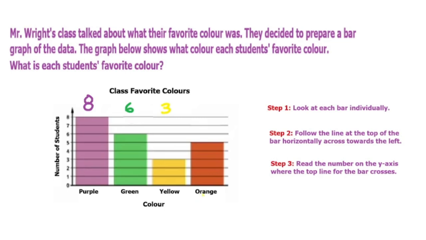Then finally, for orange, we go to the top of the bar and we follow along all the way across till we get to the number where it crosses, and here it's 5. So 5 students have orange as their favorite color. So we could put that in as 5. And that's how you read a bar graph.